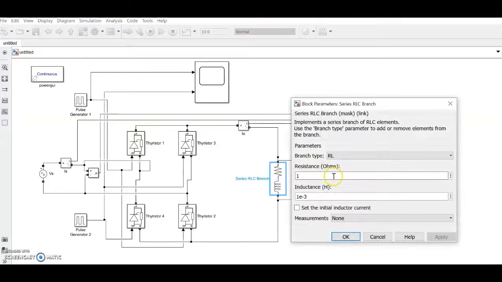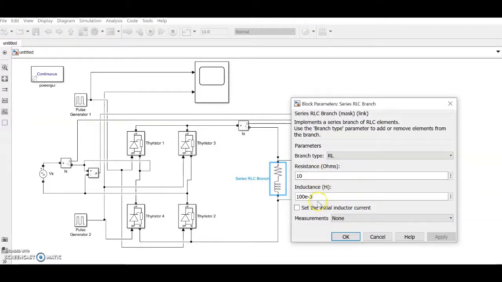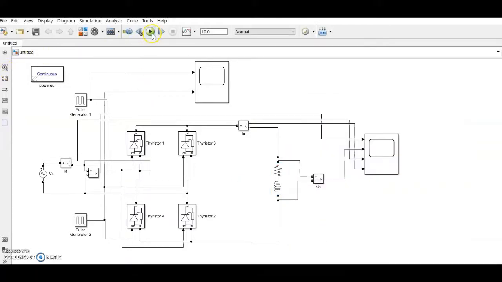And what about the load? Let us take the resistance as 10, and the inductance as 100. We have given 10 ohm resistance and 100 millihenry inductance. Okay, simply do. Let's run it.